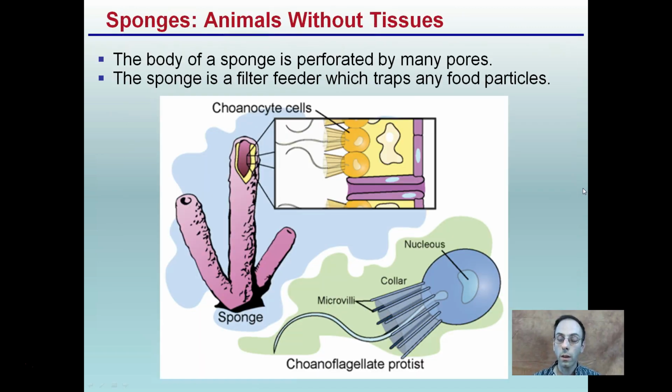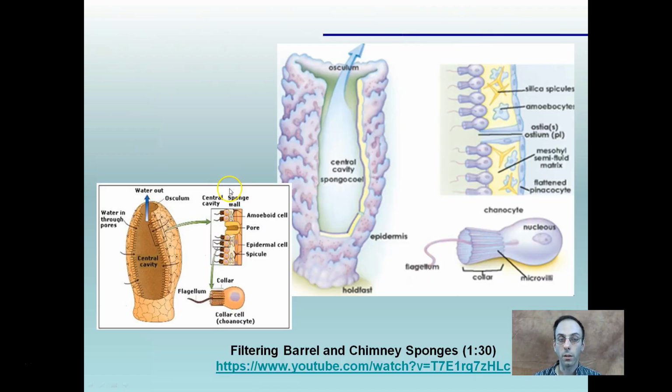What is a sponge? Well, they don't have tissues, so the body of the sponge is perforated with many little pores. This is a zoomed in version of that. The sponge is a filter feeder which traps any food particles that pass by. This is again a zoomed in version. So we see our microvilli filtering out water that's being exchanged through the sponge. This is typically why there's this long tube-like shape.